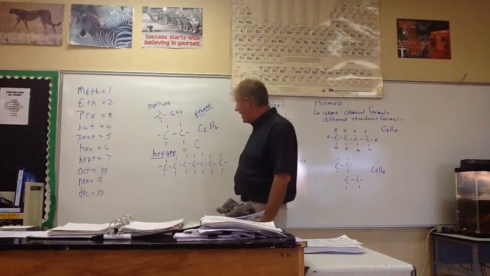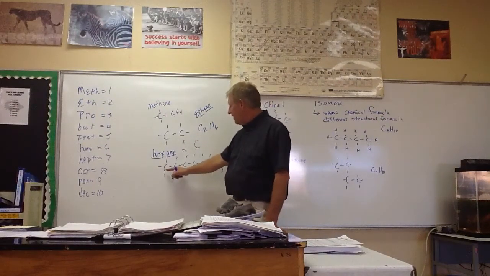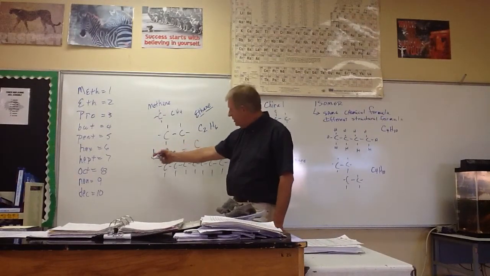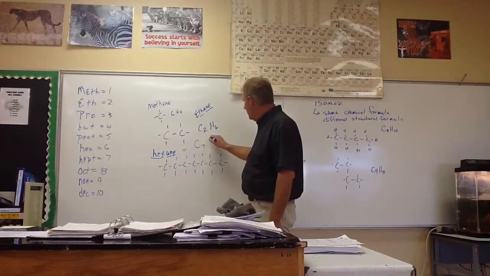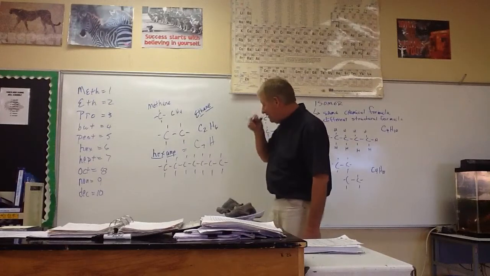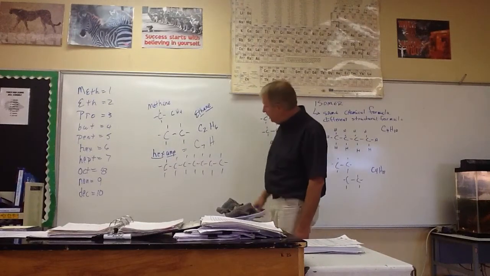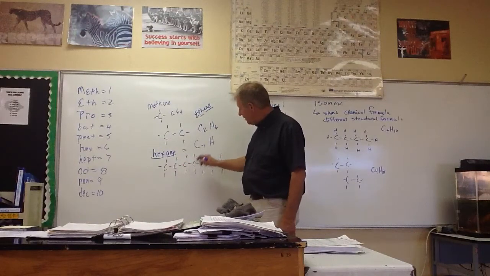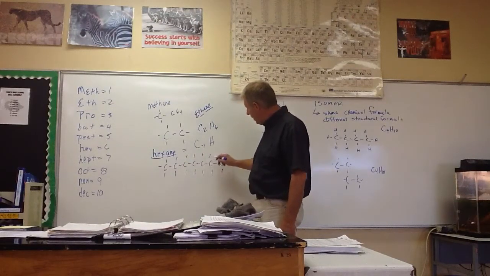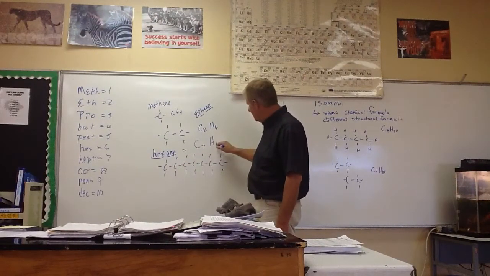Well, C, we can count them, okay? So we know there's 7, because that's the prefix. So we can look, but there's 1, 2, 3, 4, 5, 6, 7. So it's C7. Well, let's see how many hydrogens there are. Okay? So here we go. Hydrogens. 1, 2, 3, 4, 5, 6, 7, 8, 9, 10, 11, 12, 13, 14, 15, 16.